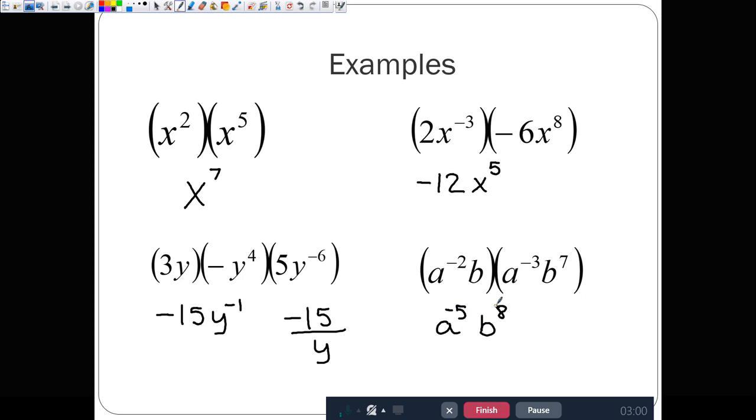Okay, so I have a negative with this a. Is this b affected by a negative exponent? No, so my b to the 8th is going to stay on top, and my a to the 5th will get moved to the denominator.